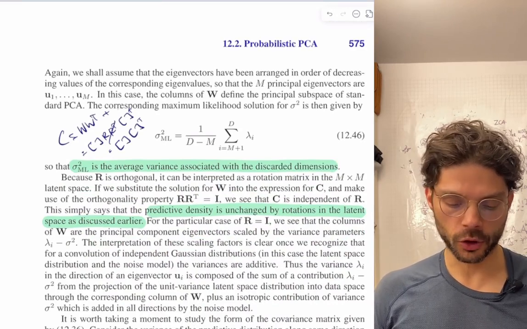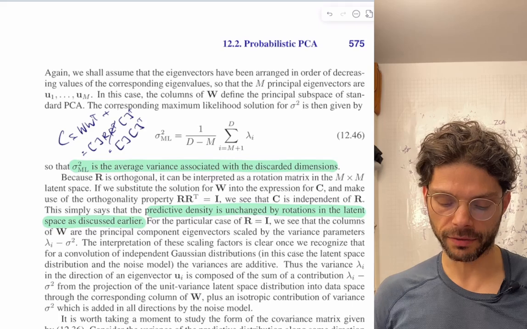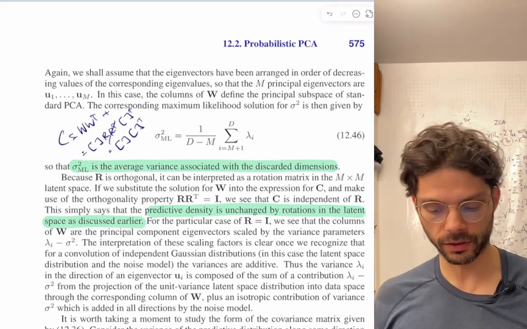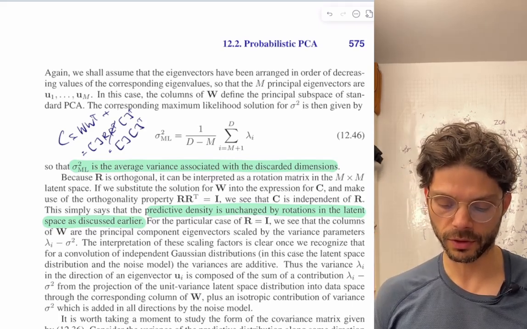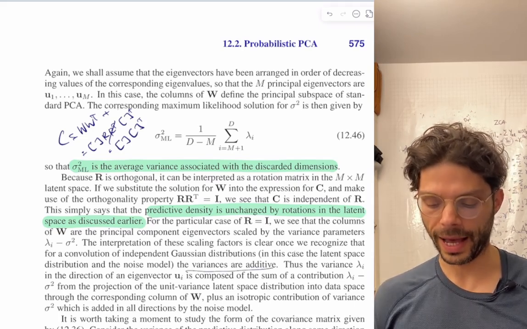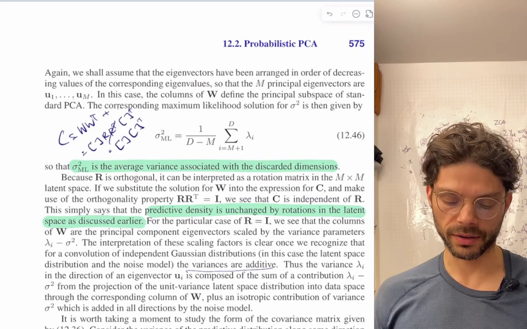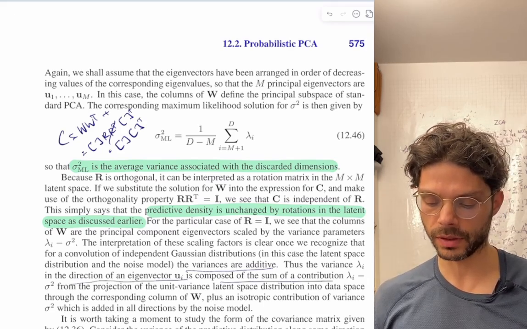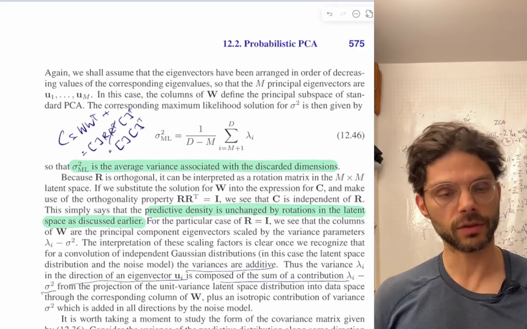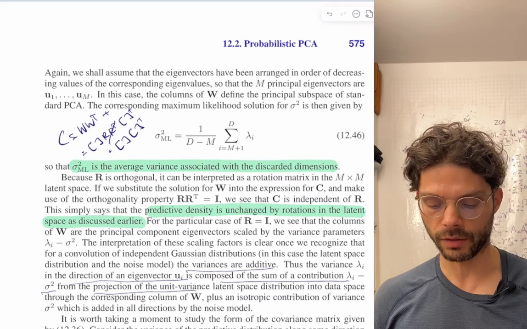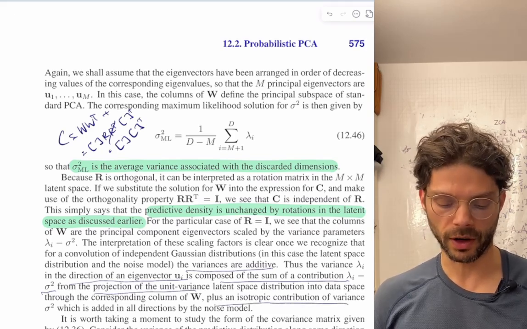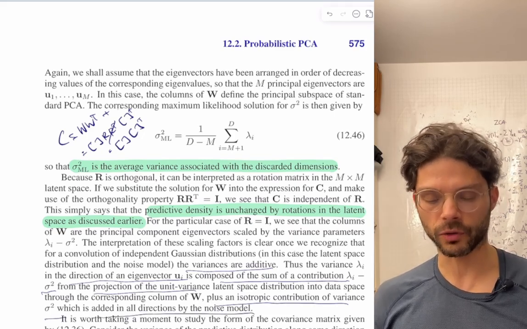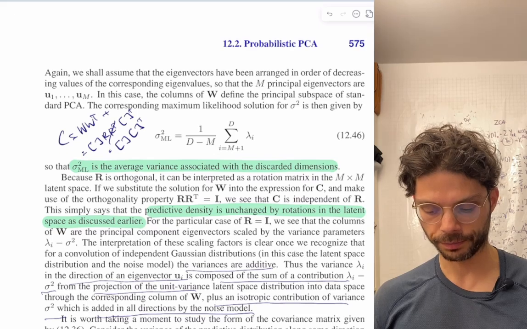Now, the interpretation of these scaling factors is clear once we recognize that for a convolution of independent Gaussian distributions, in this case the latent space distribution and the noise model, the variances are additive. Thus, the variance lambda_i in the direction of an eigenvector u_i is composed of the sum of the distribution lambda_i minus sigma squared from the projection of the unit variance latent space distribution, plus an isotropic contribution of variance sigma squared, which is added in all directions by the noise model.